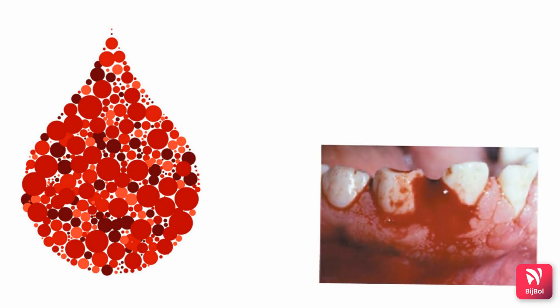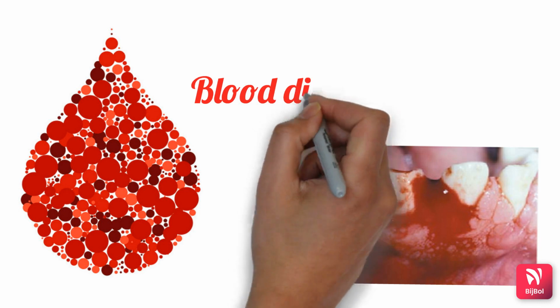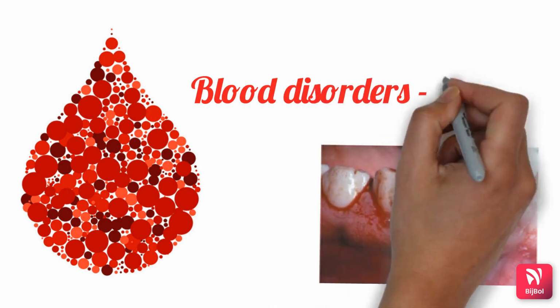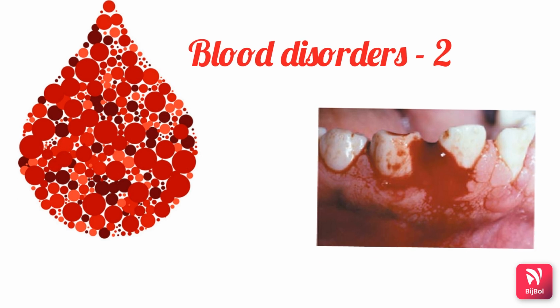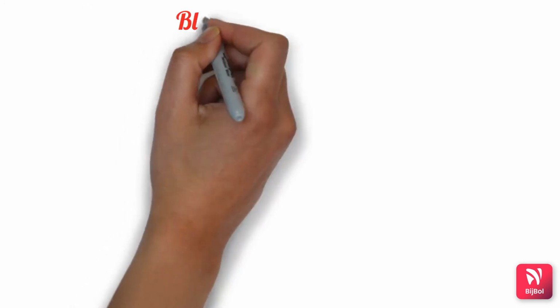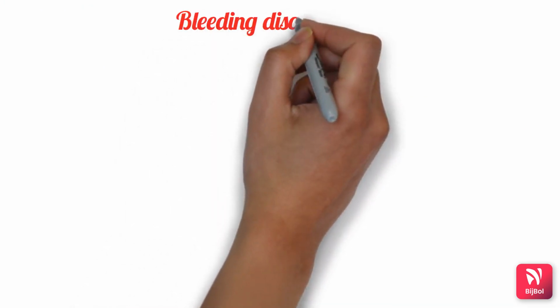The present topic of discussion is blood disorders, and this is part 2 of blood disorders, wherein we will be discussing disorders of platelets, that is, bleeding disorders. The most important of these bleeding disorders we shall discuss in this topic. So it is bleeding disorders or disorders of platelets. We shall discuss a little basic about platelets first, followed by the disorders.